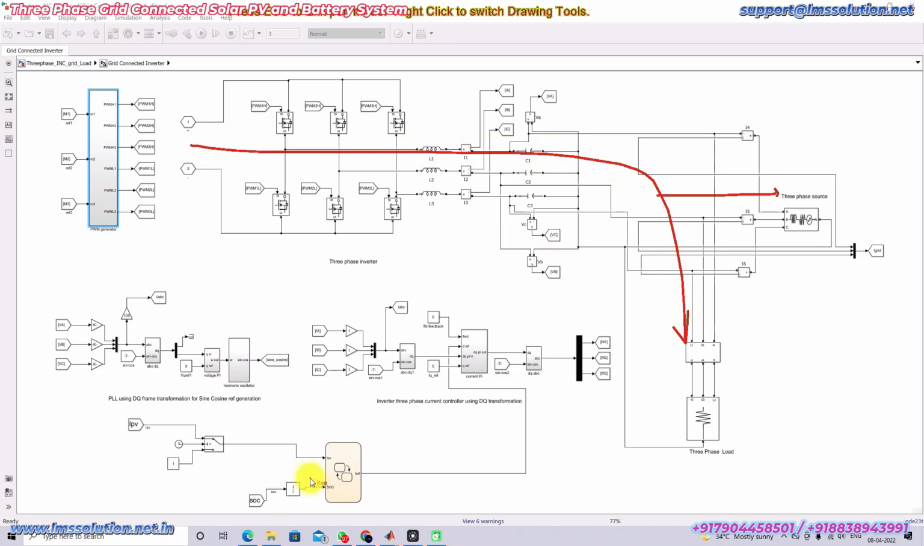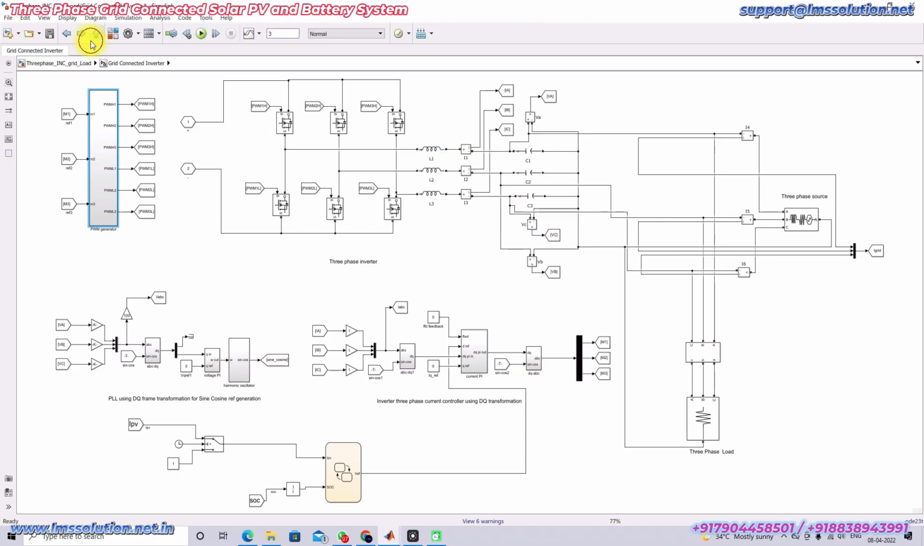Suppose IPV is less than 0.5 and the SOC is less than 10 percent, then the grid is going to supply power to the solar PV system, to charge the battery and to supply the DC load. So this is all about the operation of the 3-phase inverter for the grid integration.